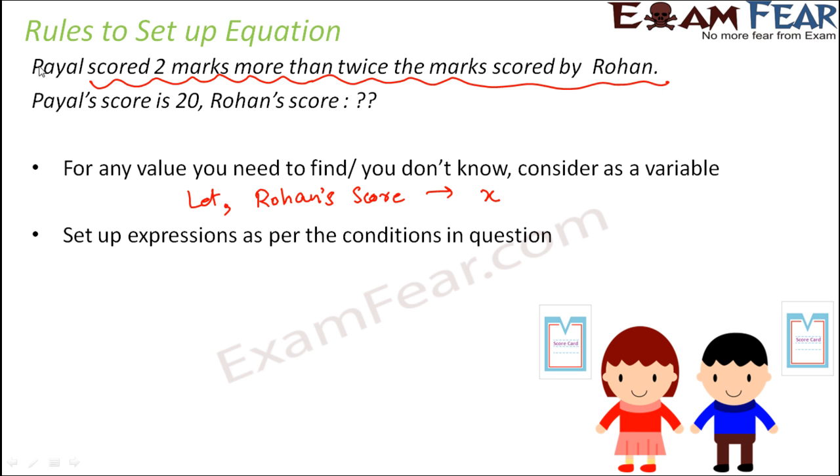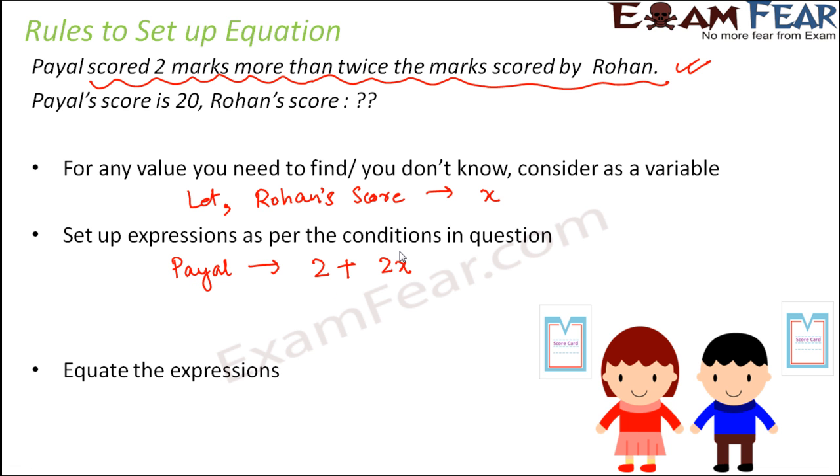As per this condition, Payal's score should be 2 marks more than twice the marks scored by Rohan. So twice the marks of Rohan would be 2x, plus 2 because it is 2 marks more than that. So as per the condition, Payal's score should be 2 plus 2x.